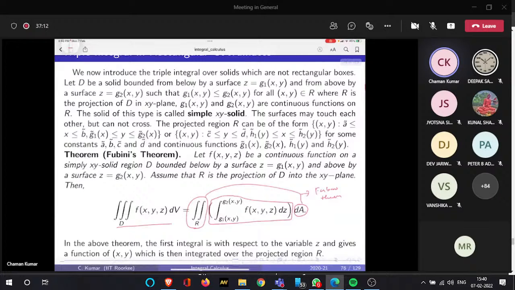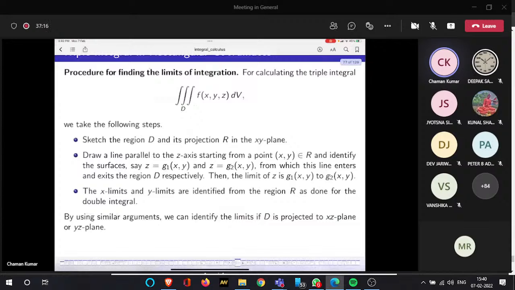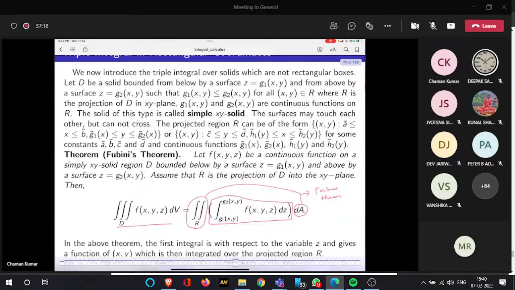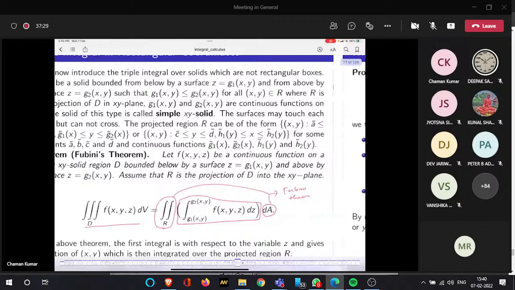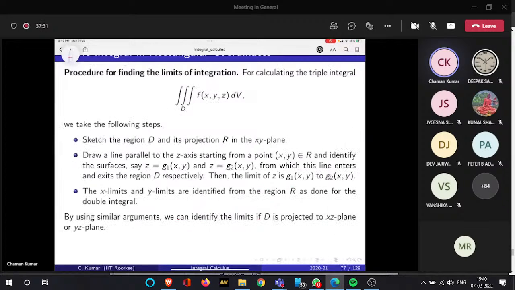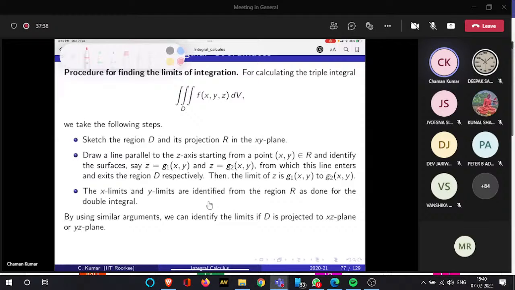So basically now you can also change the order of integration, and all those things you can do here also. If you are able to identify the surface is appropriate, you can do the change of integration as well. Now, what is most important in the triple integral is how to find the limits of the triple integral.